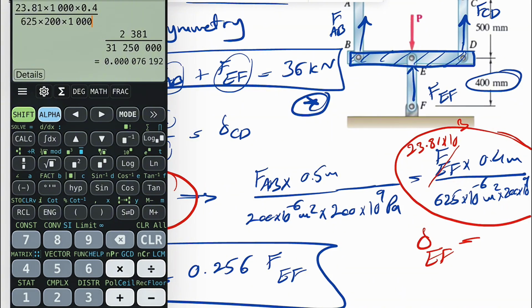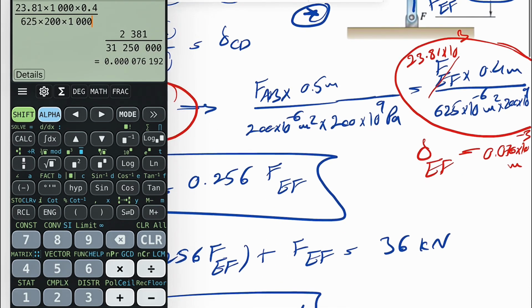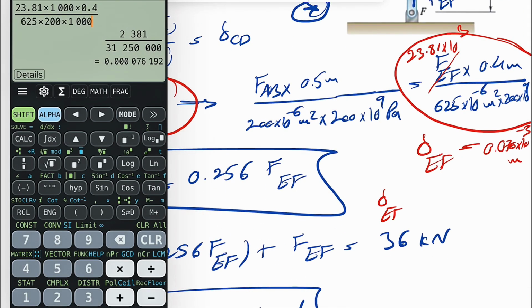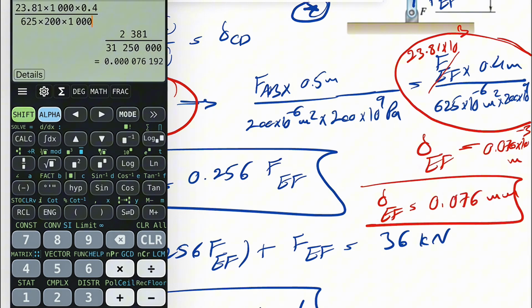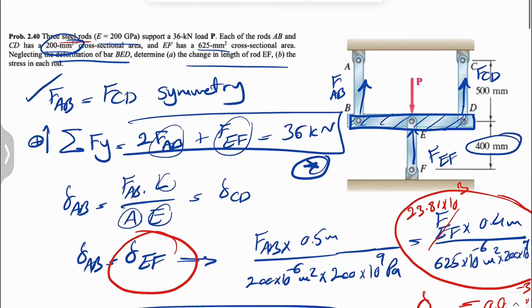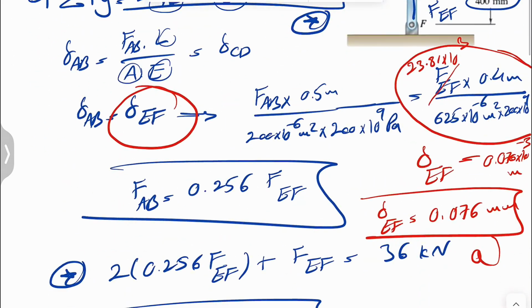So that's going to be 0.076 times 10 to the minus 3 meters, or if we report it in millimeters, it's going to be 0.076 millimeters. And that's the answer for the A part of the question, where the question is asking for the change.